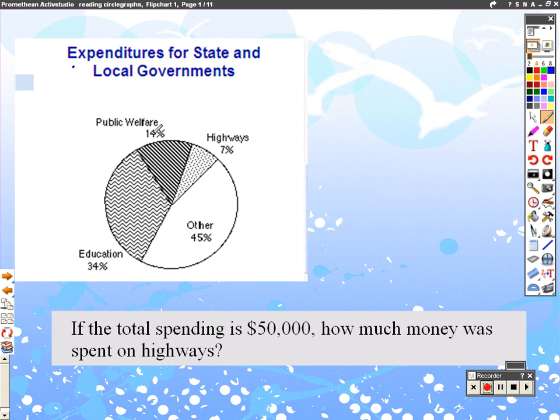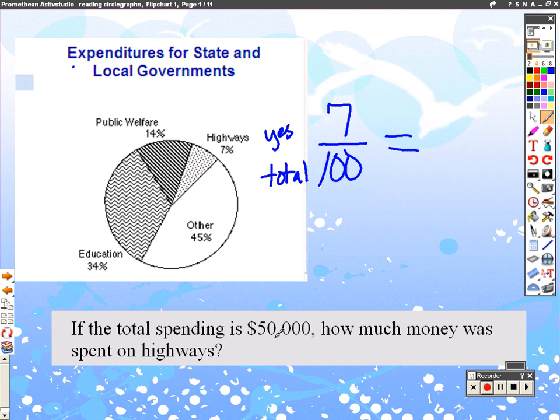Now, this local government has $50,000 to spend, and they want to know what part of that is used on highways. So there's two ways to solve this, and the first way is the way that my students picked this year, and I found it very interesting. They love ratios and proportions, so we're going to start there. So 7% is 7 out of the whole circle, which represents 100%. So 7 over 100. The 100 was the total, and 7 is my yeses, the ones that meet that criteria.